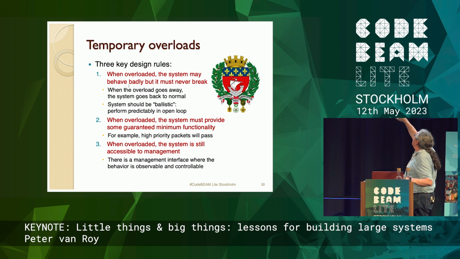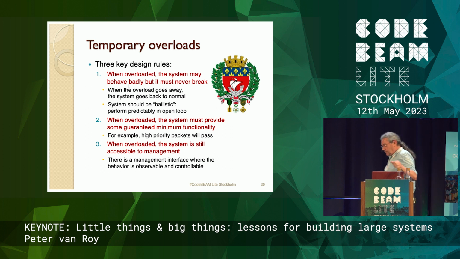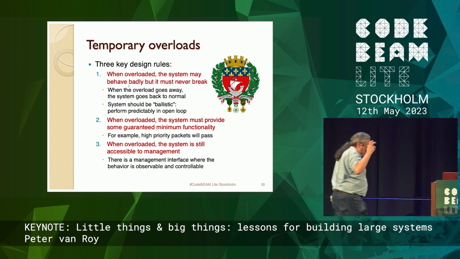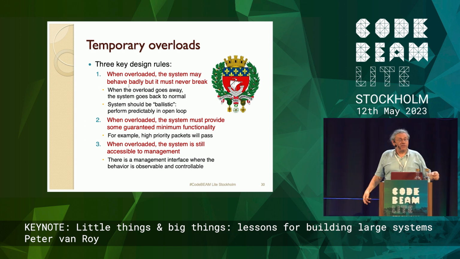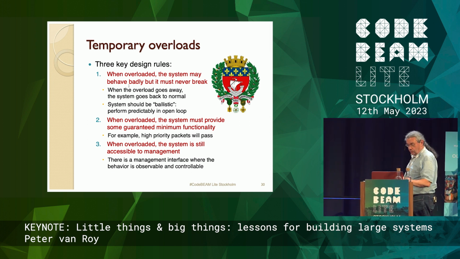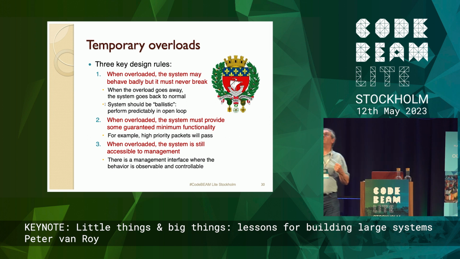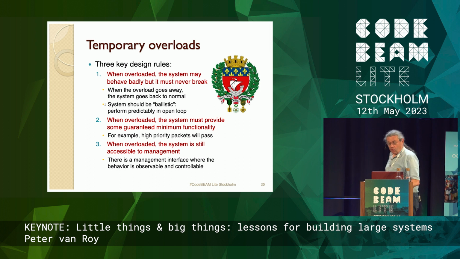And what it means is, it is tossed but does not sink, okay? That's exactly what that first rule is. When they're overloaded, the system will be tossed in the storm, but it will not sink. When the overload goes away, the system goes back to normal. We can also say the system is ballistic. That means like a ballistic missile, when there's no feedback control. It behaves predictably in overload. So you must design it in this way. And if you do that, good things will happen.